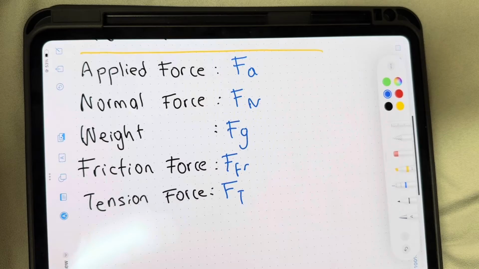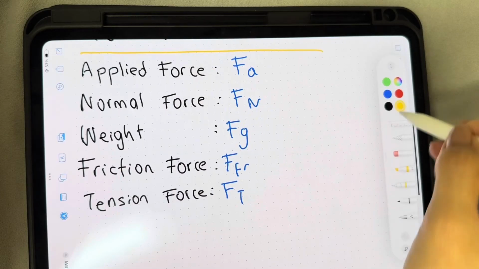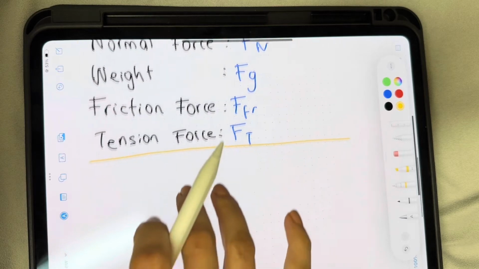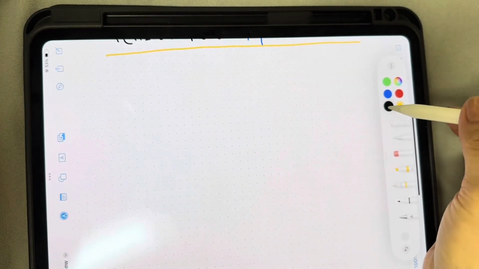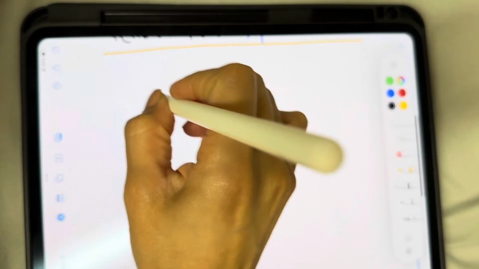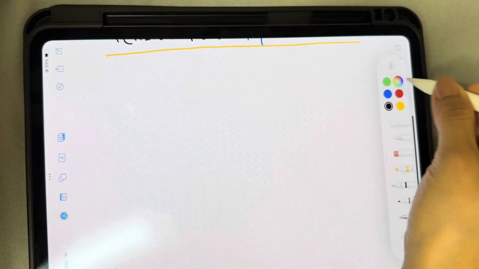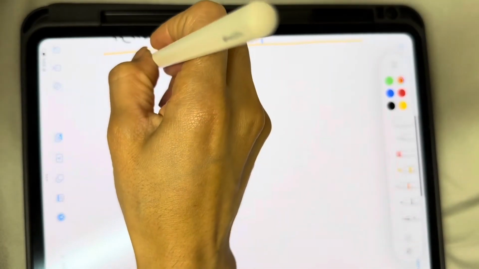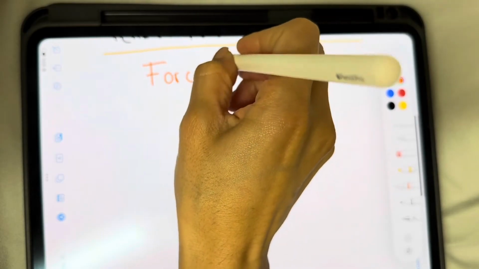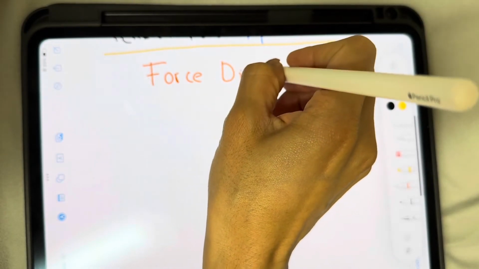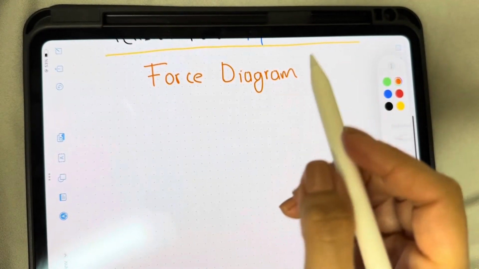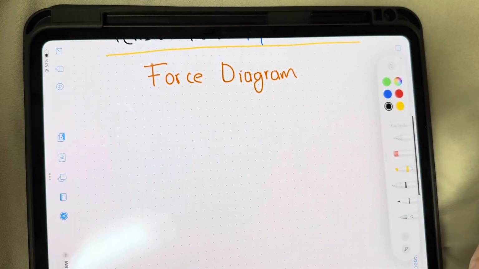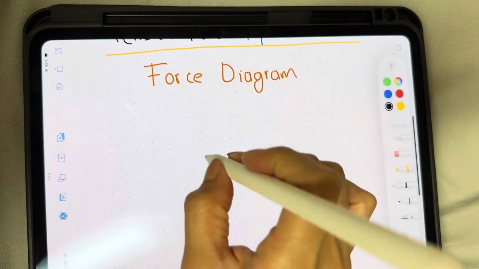Force diagrams are the diagrams that help you to understand how the forces are being applied on a body. So let's do the force diagram for a box. Force diagrams are also known as free body diagrams, so it's the same thing.